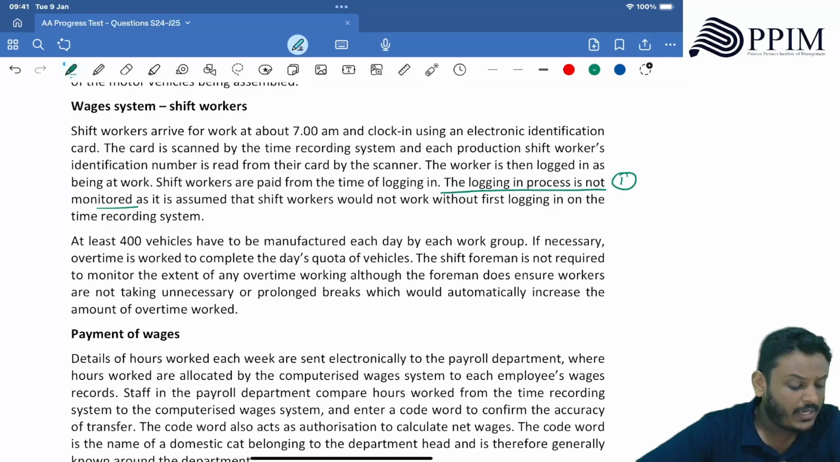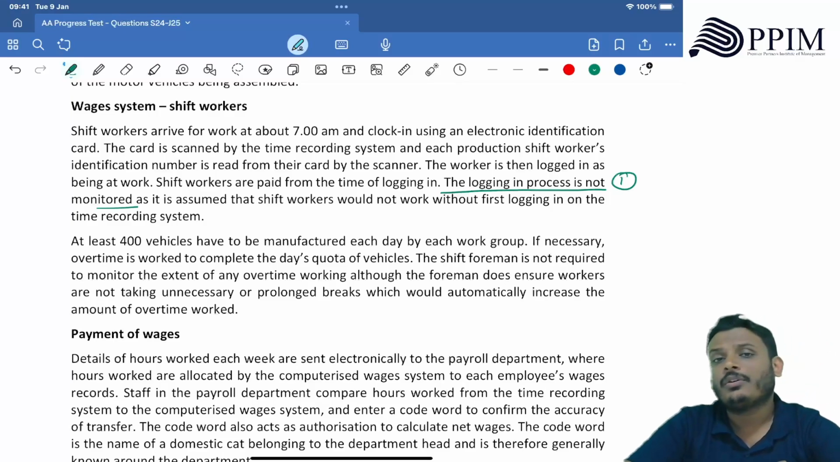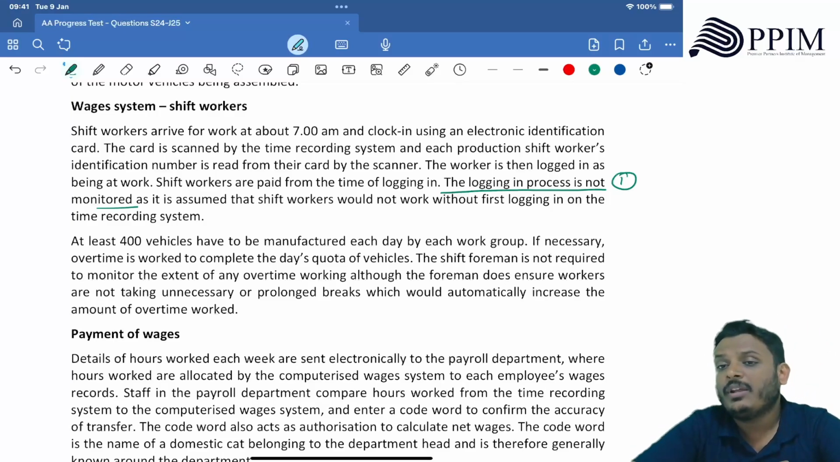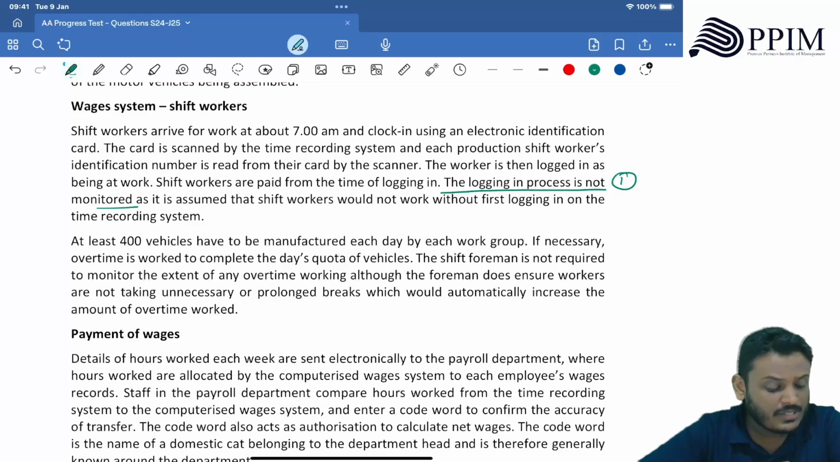So employees can bring cards for absent employees, and they can scan them and identify them as paid workers. By that, the company's payroll cost will be overstated. That is the deficiency. The recommendation is that the shift manager should observe the login and logout process, or else you can use CCTV, no problem.